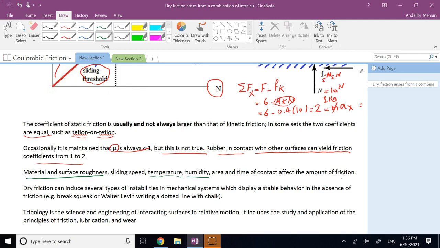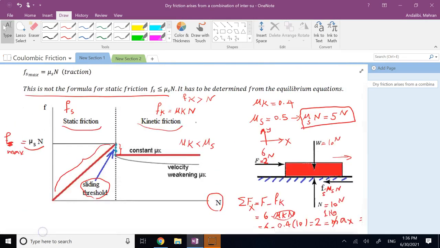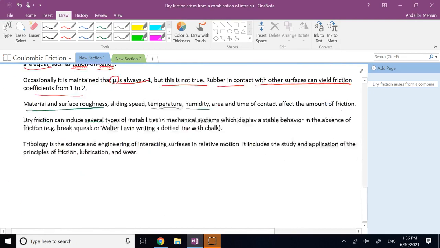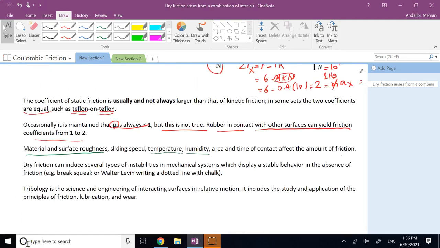And in general, there are tables where mu is listed, and I'll tell you that mu is always determined experimentally. Okay, these Coulomb formulas, mu k or mu s times N, are experimental, empirical formulas, and the mu's are determined for different combinations of surfaces under different conditions experimentally. Okay.